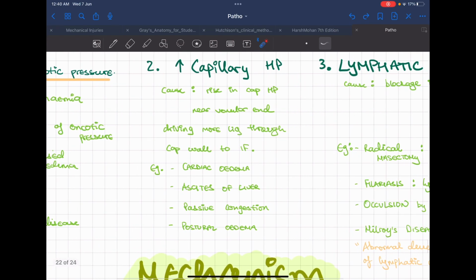Then we move on to increased capillary hydrostatic pressure. Again, the cause is the rise in capillary pressure near the venular end. As we know, near the venular end, the hydrostatic pressure is very low. And if there is an abnormal excessive increase in the capillary hydrostatic pressure at the venular end, there would be more liquid driving through the capillaries to the interstitial space, causing edema. Different kinds of examples of this are cardiac edema, ascites of liver again, passive congestion, and postural edema.